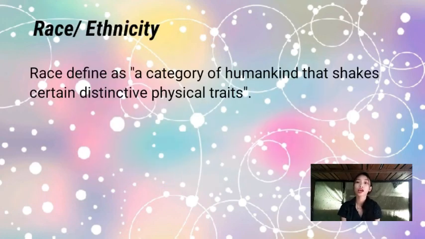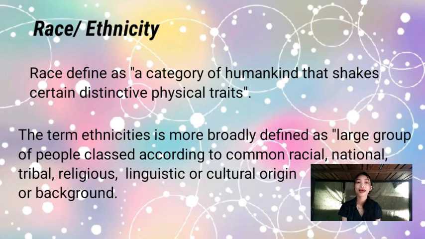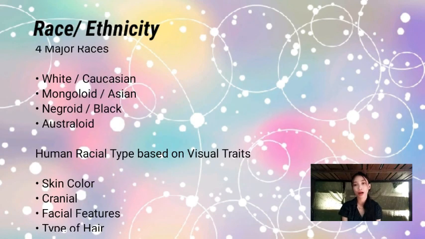Race is defined as a category of humankind that shares certain distinctive physical traits. The term ethnicity is more broadly defined as a large group of people classed according to common racial, national, tribal, religious, linguistic, or cultural origin or background.